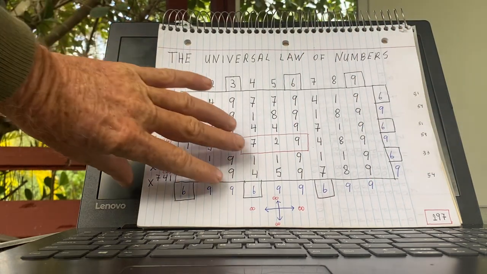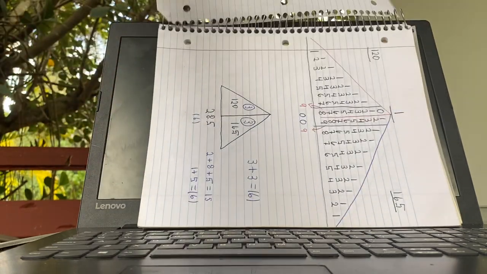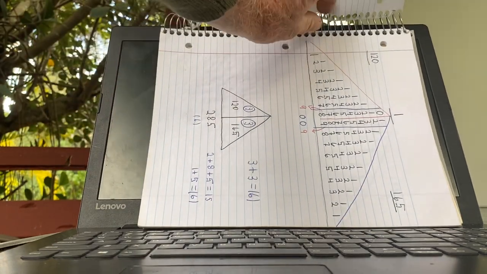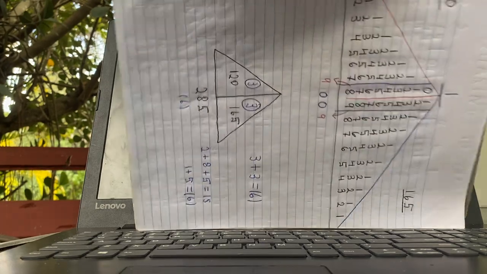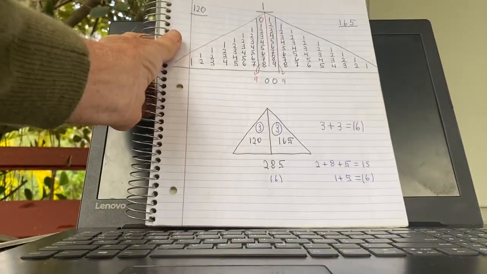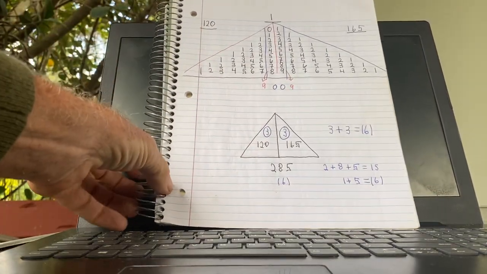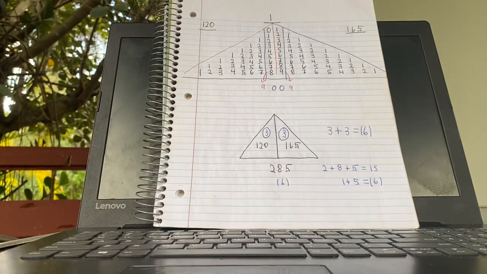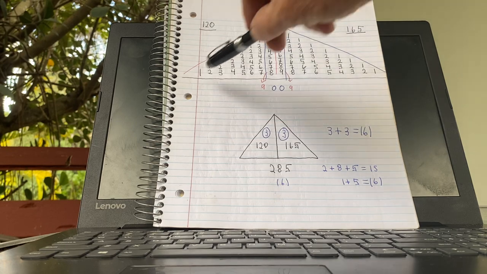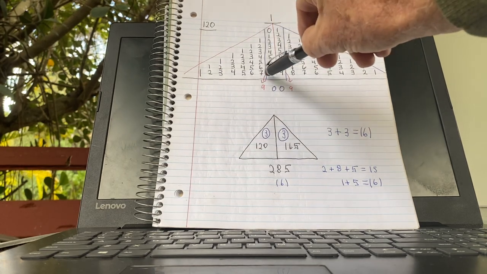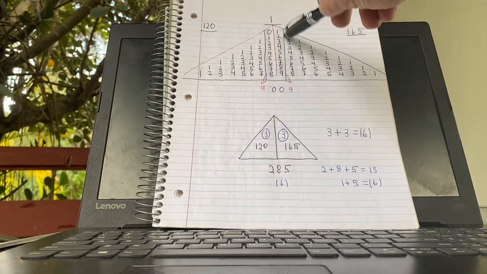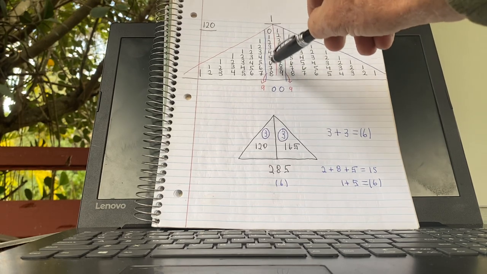Okay, now let's kind of delve into how to use it. And if you want to analyze that yourself and come up with your codes, you can do it in an infinite number of ways. Here's the numbers we were talking about. 1, 2, 3, 4, 5, 6, 7, 8, 9.